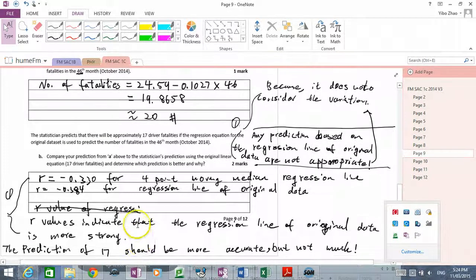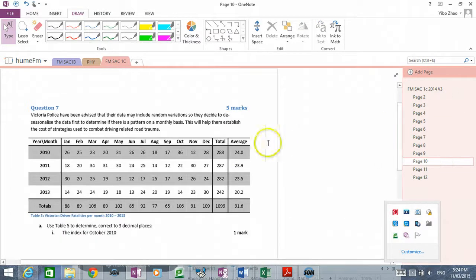By the end, the R value is pretty much the same, so 17 or 20 is just a prediction, and it's not that accurate. The accuracy of both predictions is pretty much similar, but in order to explain it, you need to mention variation and you need to mention the R value, to get 2 marks.